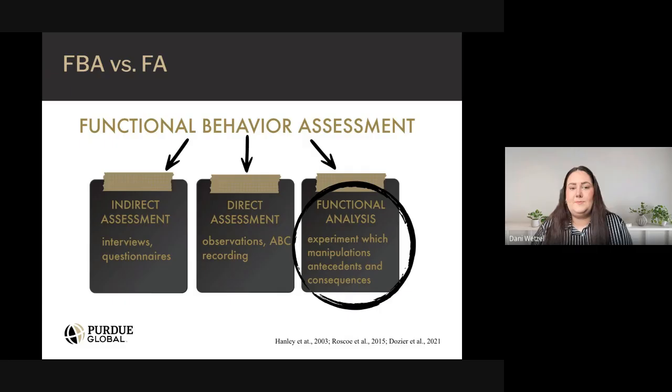A functional behavior assessment is an umbrella term over all of the indirect and direct assessment methods that we use, versus a functional analysis, which is an experiment that systematically contrives different establishing operations to study their effect on a targeted behavior. And this is important according to Hanley and others in 2003 for determining the actual function of a behavior and ruling out contingencies that are not at play for the targeted behavior or identifying multiply maintained behavior. And this is going to help us promote the development of function-based treatment.